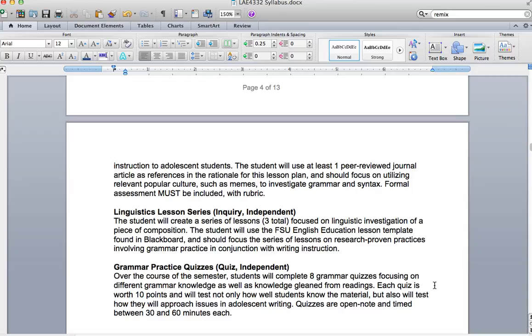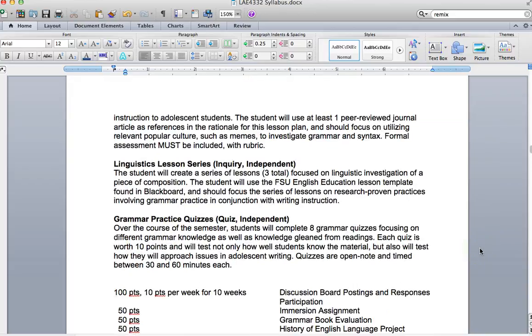So the content of this really just has to include language in some form. It can be a writing workshop that you do with your students. You can focus specifically on grammar. That's up to you, and we'll talk about that a little bit more in depth. And then the grammar practice quizzes, we'll talk about this a little bit more.